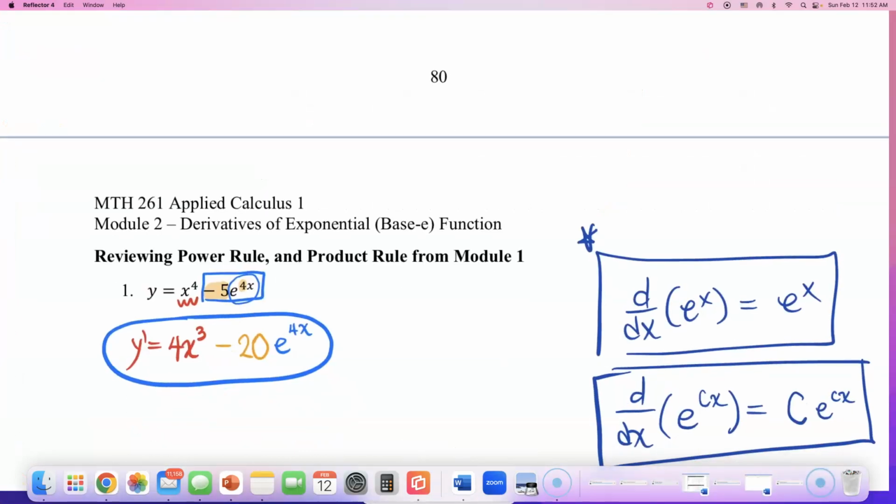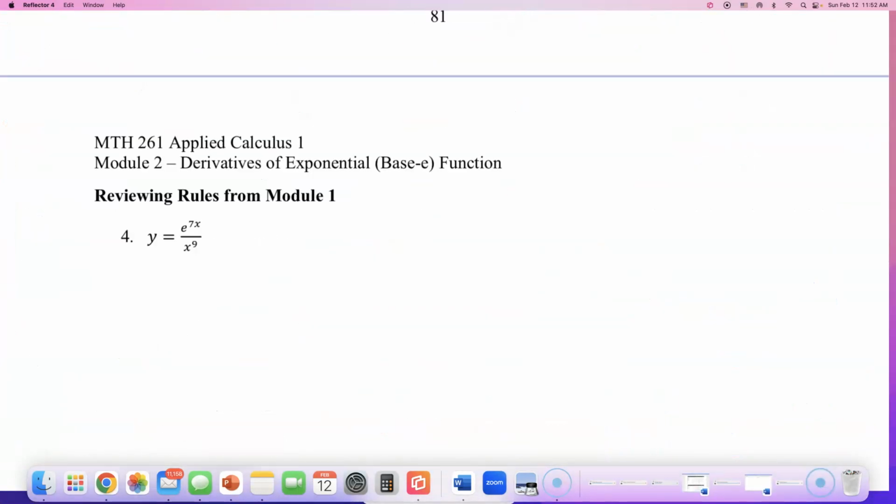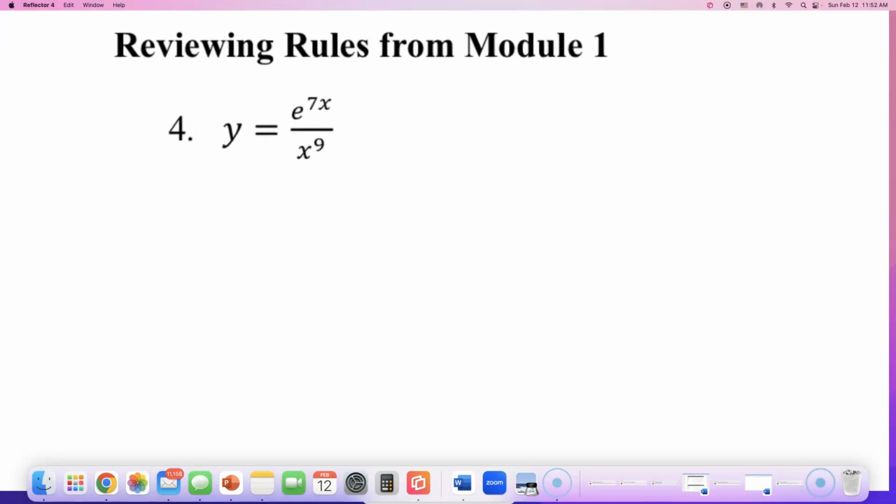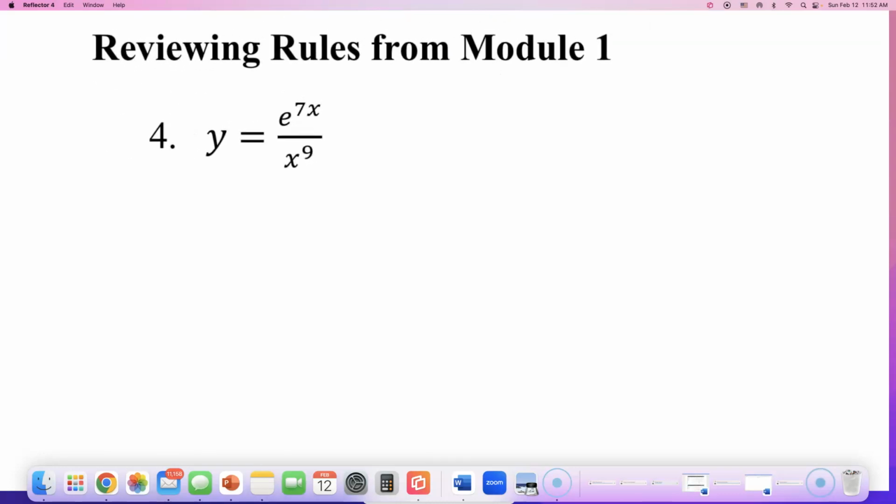All right, what's next? We're going down to page 82 this time. We're reviewing more rules for module 1. And this one, guys, we probably should use quotient rule. But you know how I don't like quotient rule, so I will rewrite this into this.